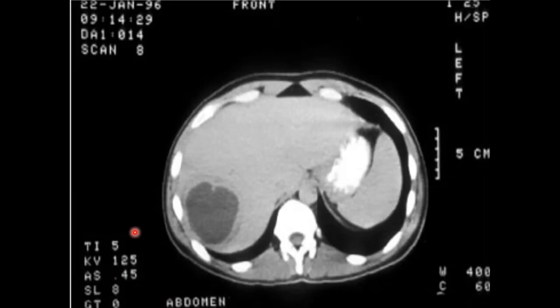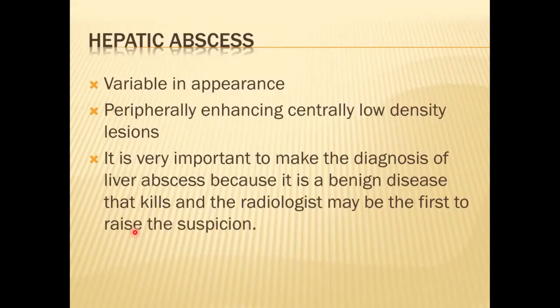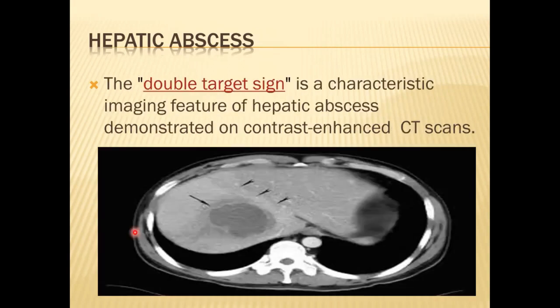This is another benign liver lesion. It is a hepatic abscess. Hepatic abscesses are variable in their appearance. They are peripherally enhancing, centrally low density lesions. It is very important to make the diagnosis of liver abscess because it is a benign disease that kills, and the radiologist may be the first to raise the suspicion.